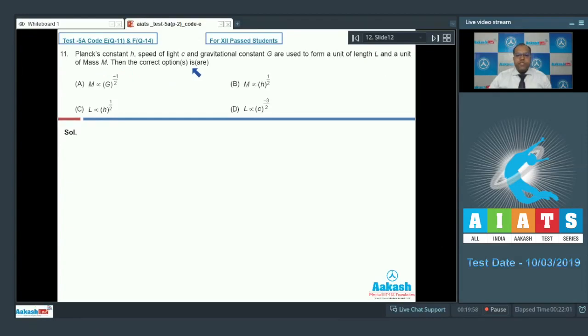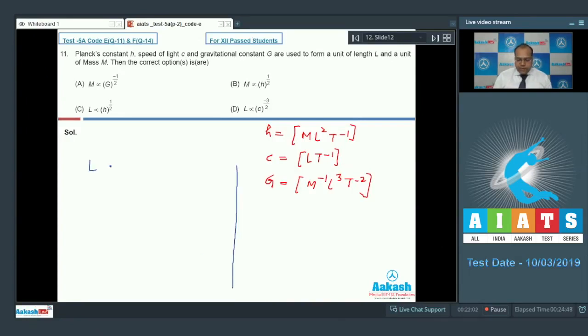Then the correct option is R. We know that the dimensions of h are given by M^1 L^2 T^-1. The dimension of c is given as L^1 T^-1 and the dimension of G is given as M^-1 L^3 T^-2. In the given problem, L can be written as a function of h, c and G.